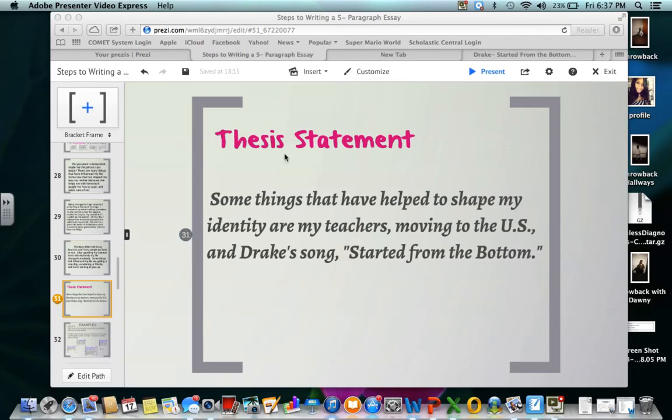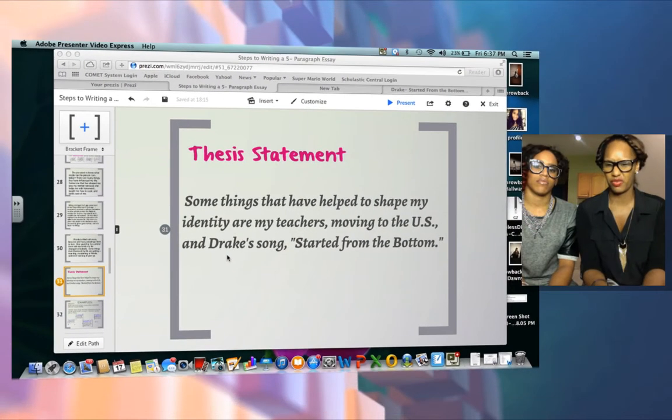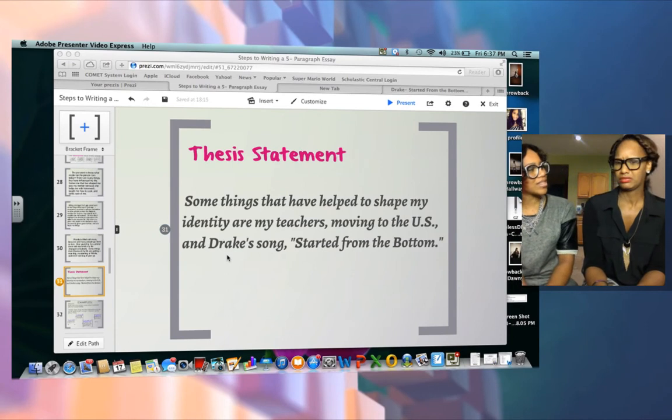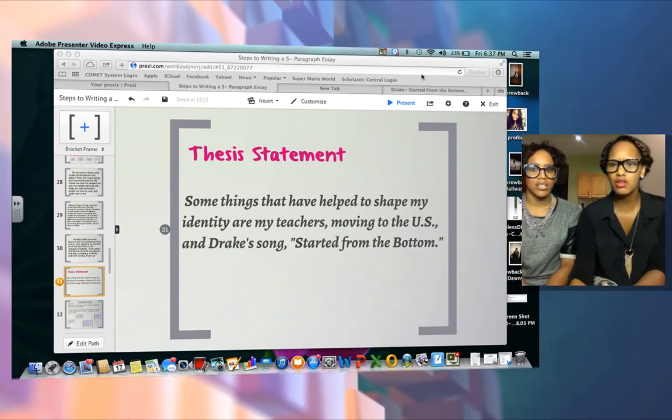Okay, so it seems like this student has a really strong thesis statement, but they couldn't come up with a hook or a strong comment to put in their introduction. So just look at the thesis statement. Some things that have helped me shape my identity are my teachers, moving to the U.S., and the Drake song Started from the Bottom. You don't know that song, Miss Coley? You mean this song?